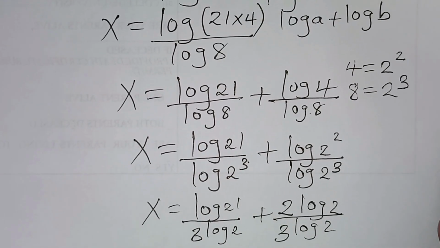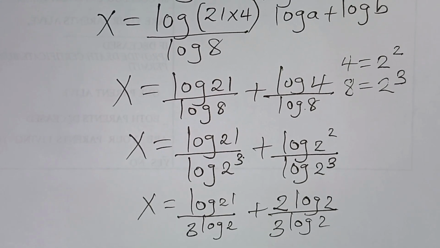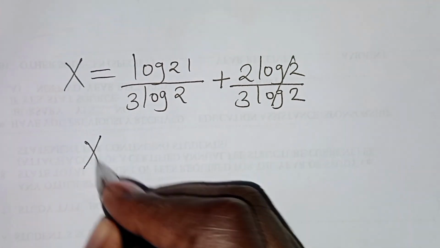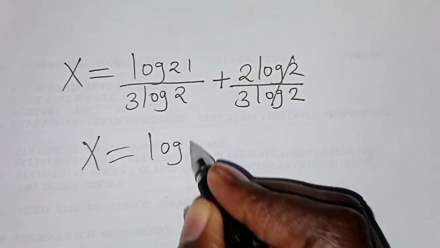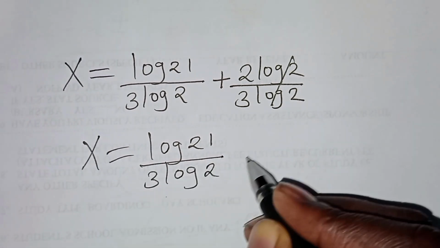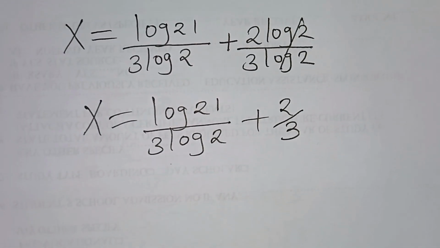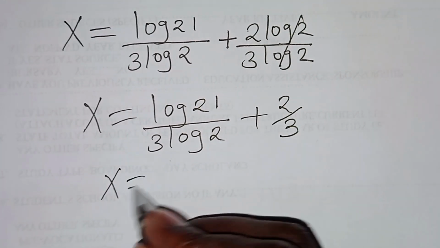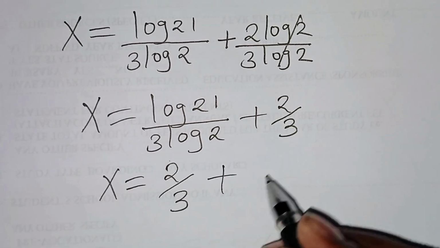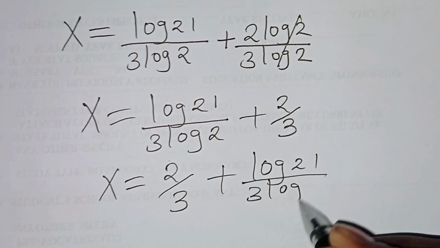Okay. So in this case, let's simplify here. Log 2 and log 2 simplify, so that x is equal to log 21 divided by 3 log 2 plus 2 over 3. So this implies that x is equal to 2 over 3 plus log 21 divided by 3 log 2.